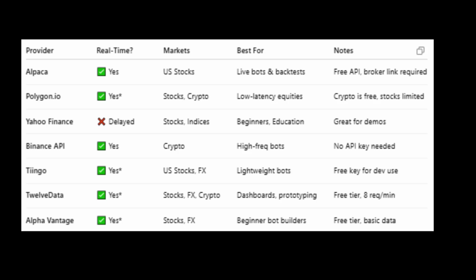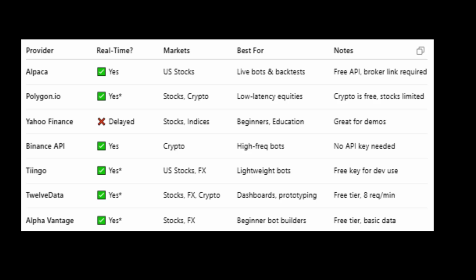So what have we got there? At the top there, Alpaca, just let me run you through that top line. Real time, yes, and you can get quite a lot of historical data from it, but it's really for US stocks, one of the biggest traded markets out there. What's it best for? Live bots and backtests, and I'll put some notes there as well: free API, broker link required.